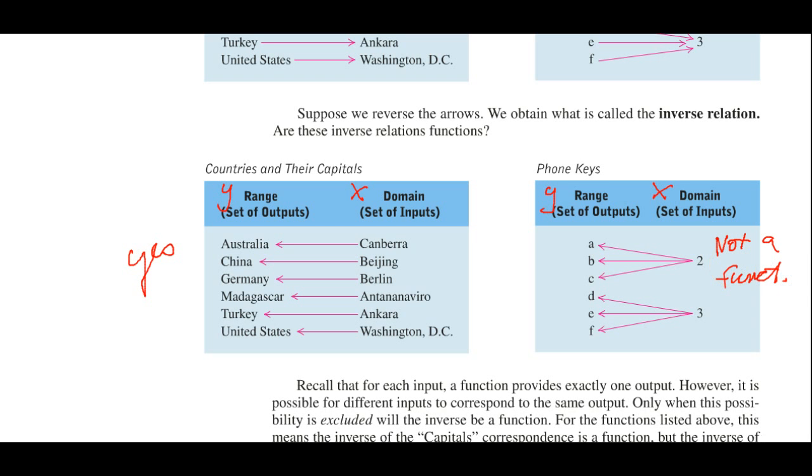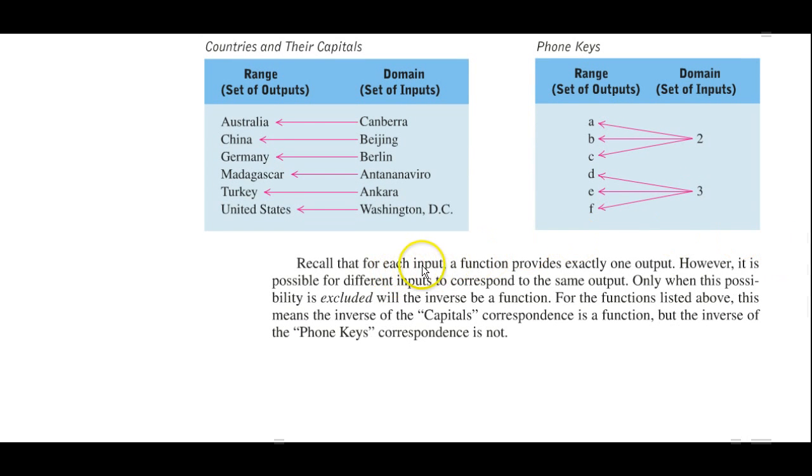So in summary, recall that for each input, a function provides exactly one output. That is, the X is only used once. However, it is possible for different inputs to correspond to the same output. Only when this possibility is excluded will the inverse be a function. So here the inverse is a function, but here the inverse is not a function.